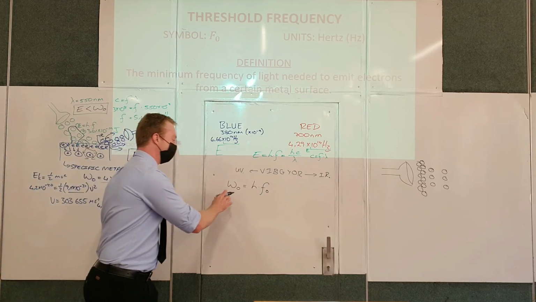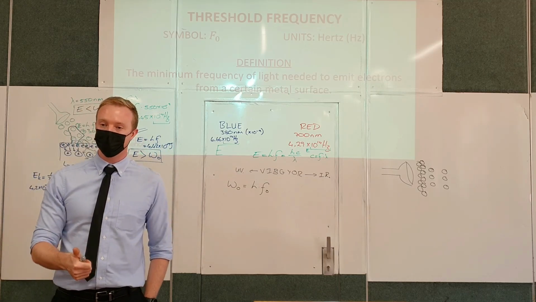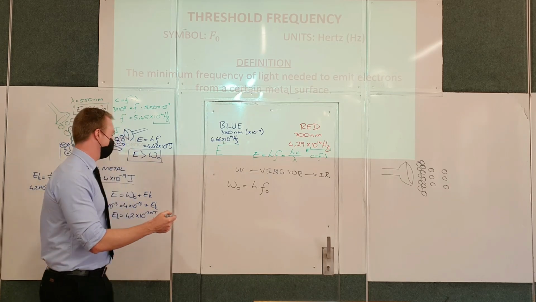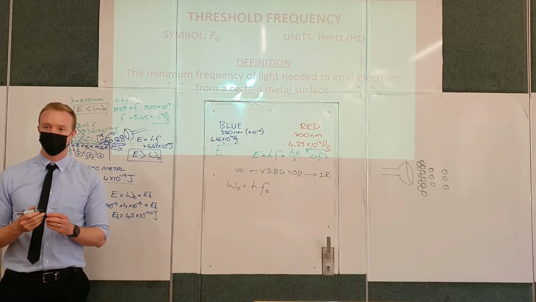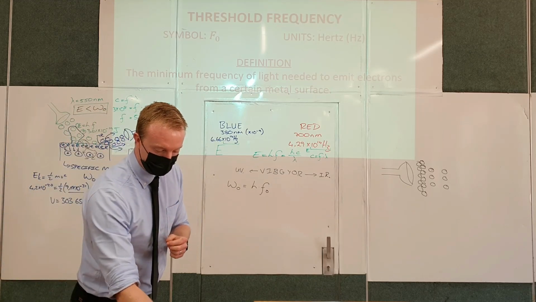So threshold frequency and work function are pretty much the same thing, except that the work function is an energy and threshold frequency is a frequency. Both of them, though, are specific to a specific type of metal. This can be asked in a number of ways.